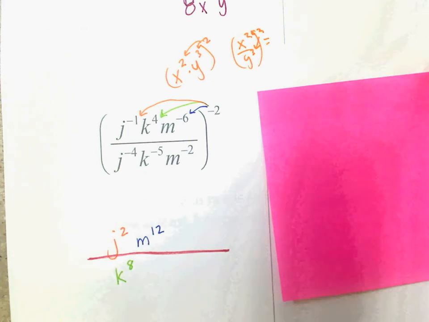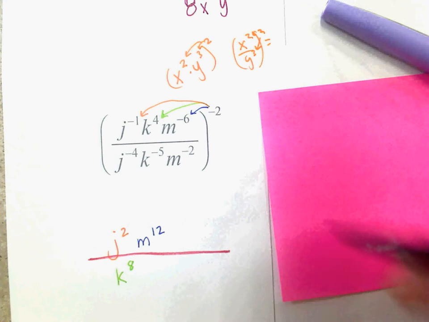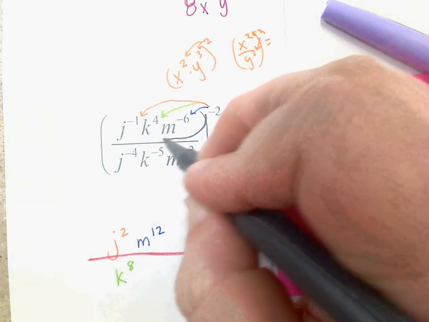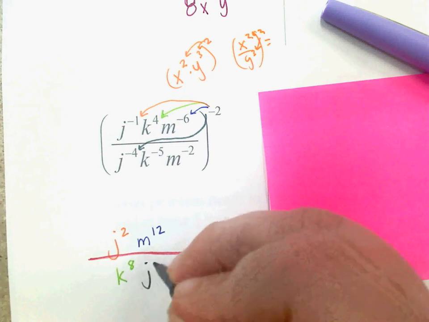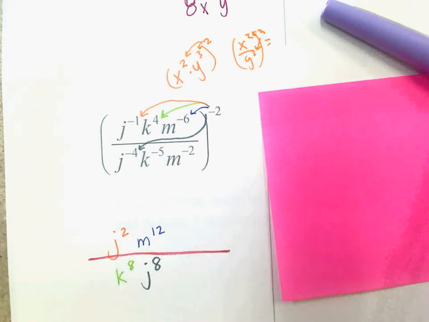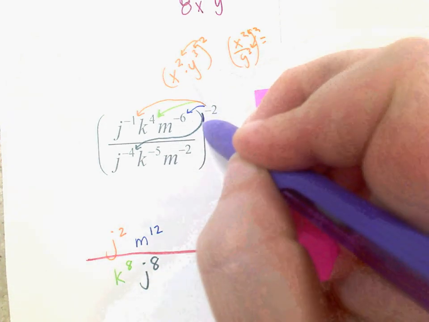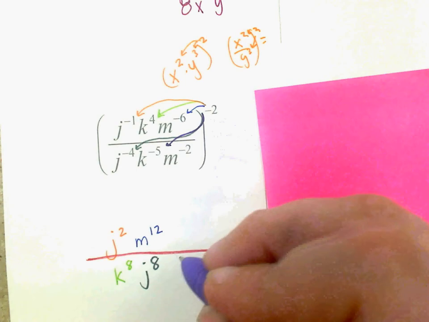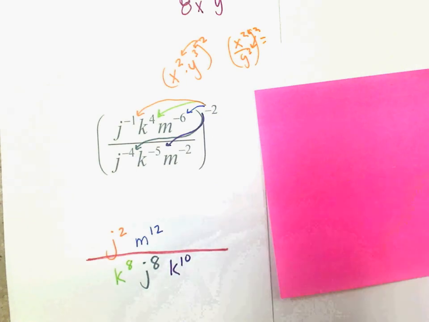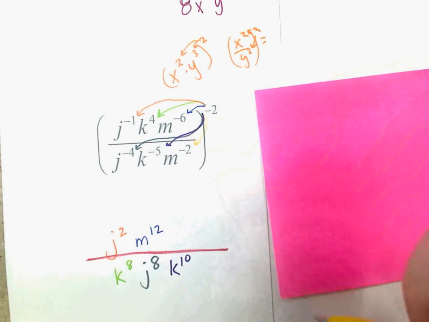And then we just go for the denominator. Negative 2 times negative 4 is positive 8. It's a positive power in the denominator, so it stays in the denominator. Negative 2 and negative 5, that is positive 10, so it stays in the denominator. And negative 2 times negative 2, m to the negative 2nd to the negative 2nd is m to the 4th. It's a positive power, so it stays in the denominator.